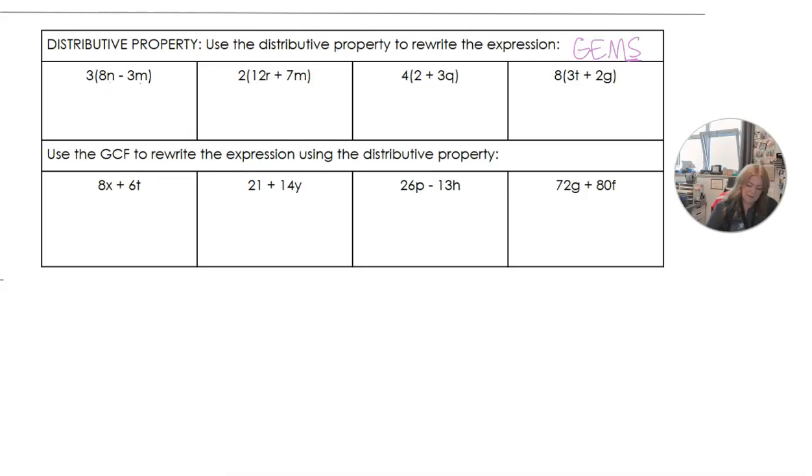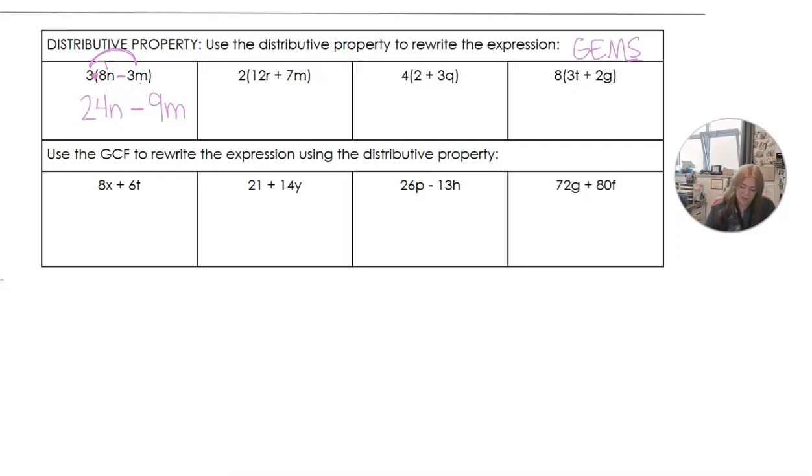And then exponents, we don't have any exponents on this first problem. We do have multiply right here. 3 times these things, 3 times 8n and 3 times 3m's. So 3 times 8 is 24 n's. And then we have a subtraction sign, so we're going to bring that down. Subtract 3 times 3 is 9 m's. So 24 n's minus 9 m's.